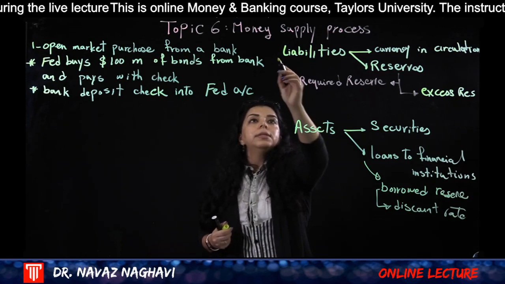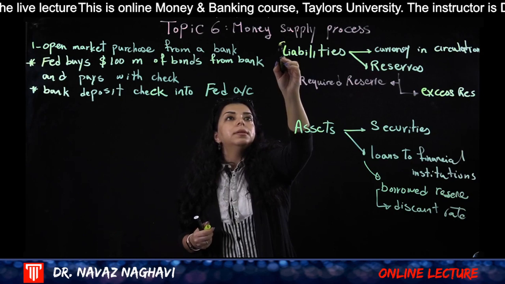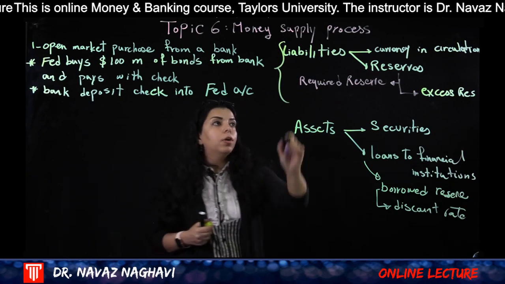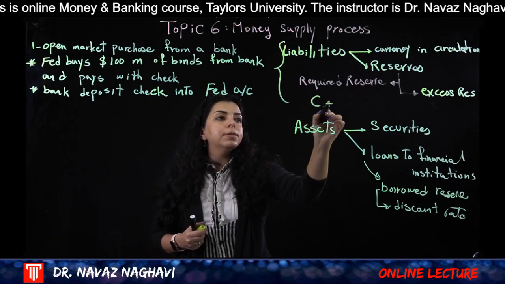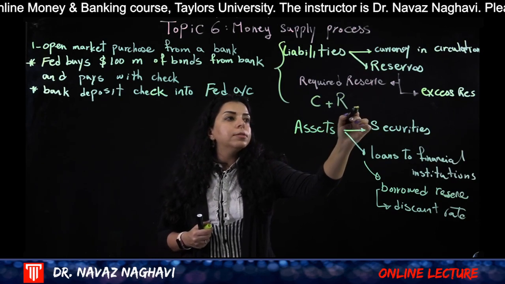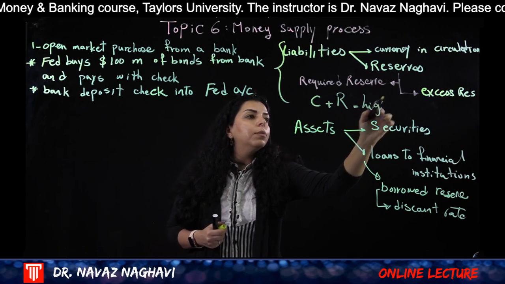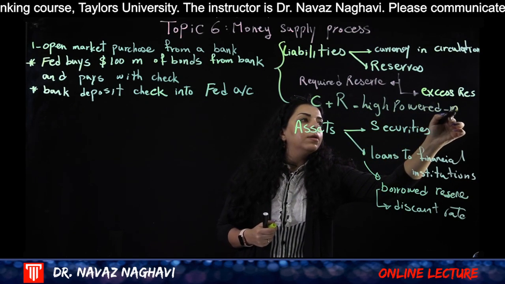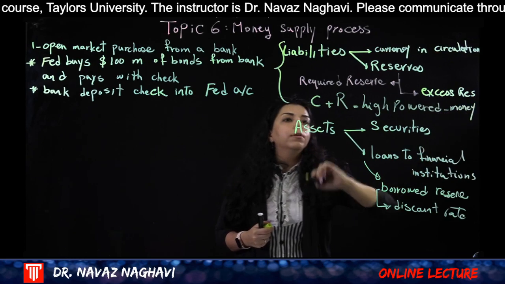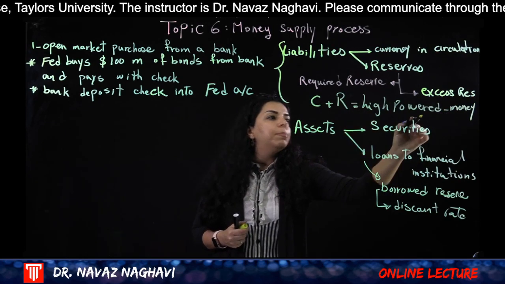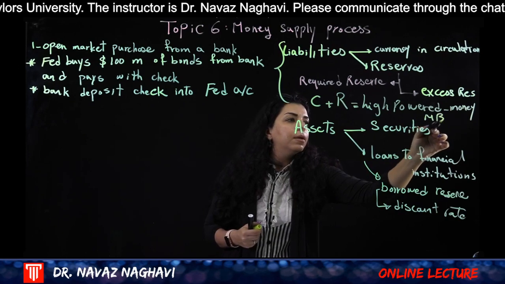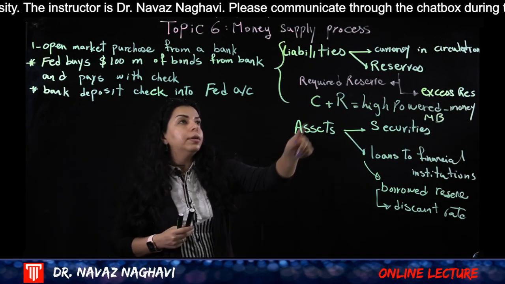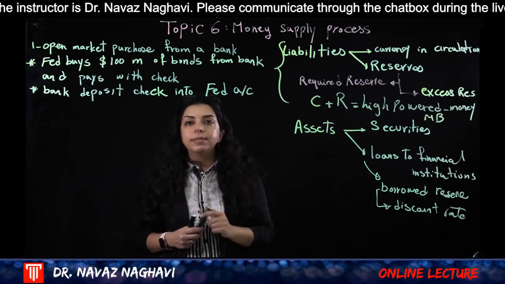One more point is that the liability of the central bank, which is currency plus reserve, is called high-powered money, or we call it the monetary base, MB. So the monetary base, or high-powered money, is the liability side of the central bank.